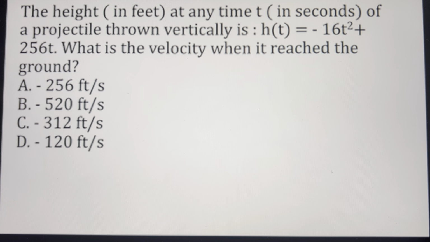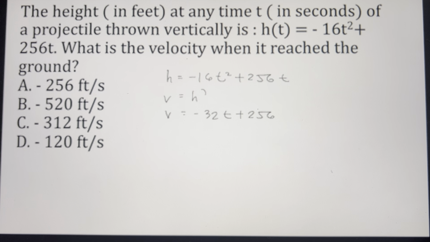The height in feet at any time t in seconds of a projectile thrown is h of t equals negative 16t squared plus 256t. What is the velocity when you reach the ground? So the velocity is the first derivative, and that will be negative 32t plus 256. And that is our velocity.